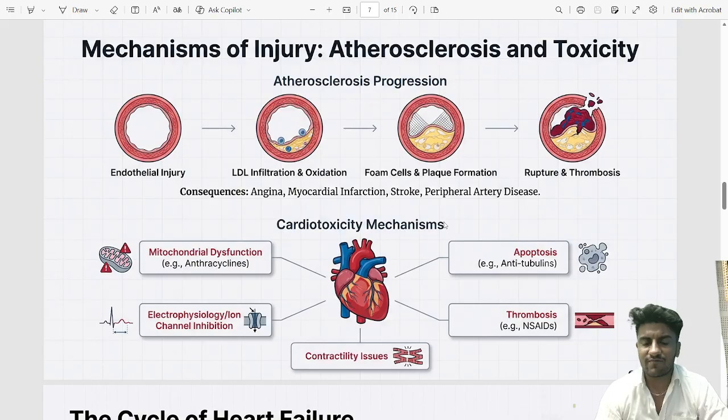Then we have myocardial infarction. Myocardial infarction is heart failure. There are a lot of cardiotoxicity mechanisms. Number one is drug induced, NSAIDs.